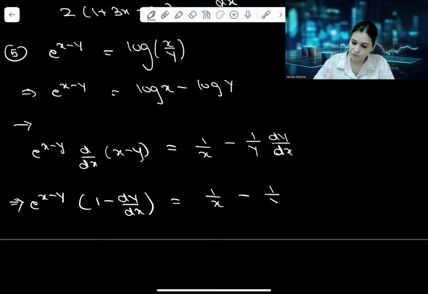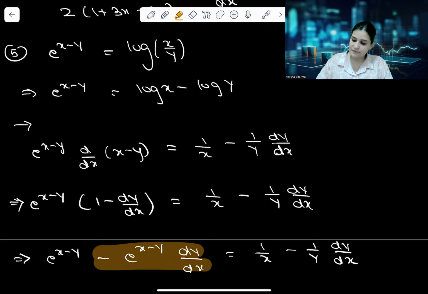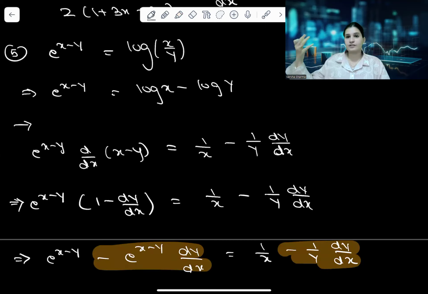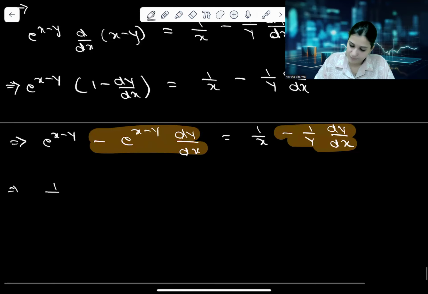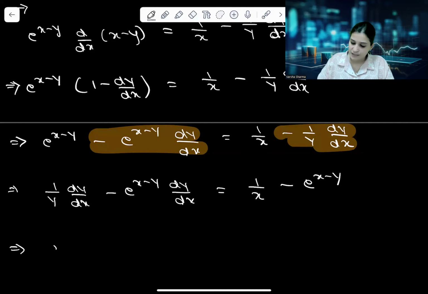Equals 1 by x minus 1 by y dy by dx. Opening the bracket, e power (x − y) minus e power (x − y) dy by dx equals 1 by x minus 1 by y dy by dx. So the terms that contain dy by dx, keep those on one side and the rest on the other side. So 1 by y dy by dx minus e power (x − y) dy by dx equals 1 by x minus e power (x − y). Taking dy by dx common, (1 by y minus e power (x − y)).